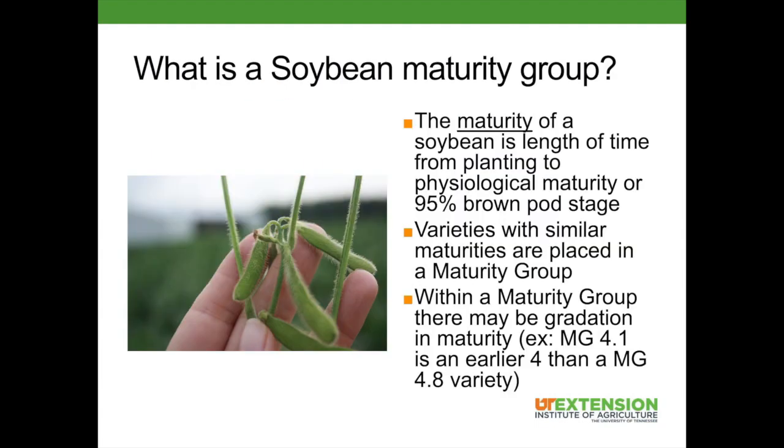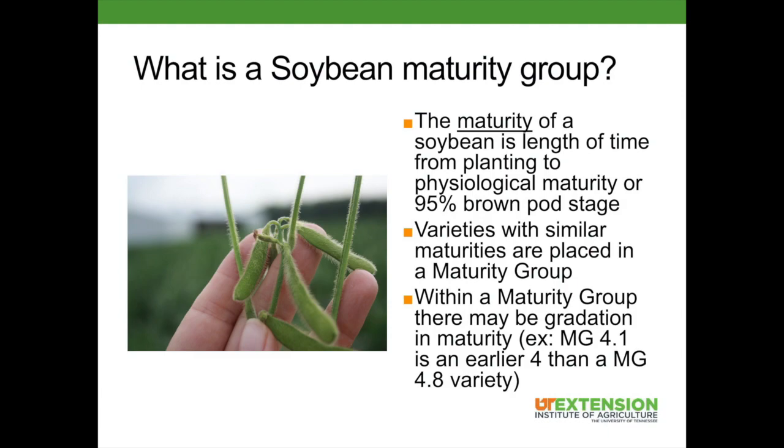So I'm going to start with just the basics, about what is a maturity group. So the maturity of a soybean is the number of days from planting to 95% brown pod. So this is right before harvest. And soybean breeders develop varieties with different maturity lengths. So varieties that have a similar maturity length are just kind of lumped together in a group called a maturity group. And within the maturity group, there are slight differences in maturity.